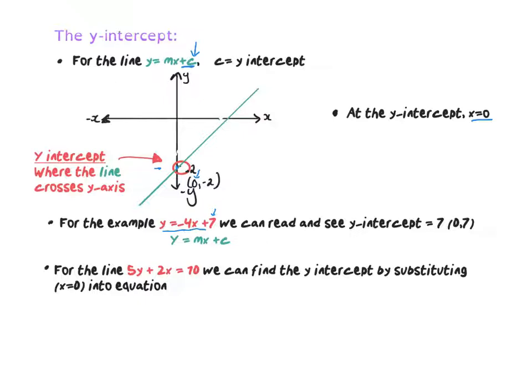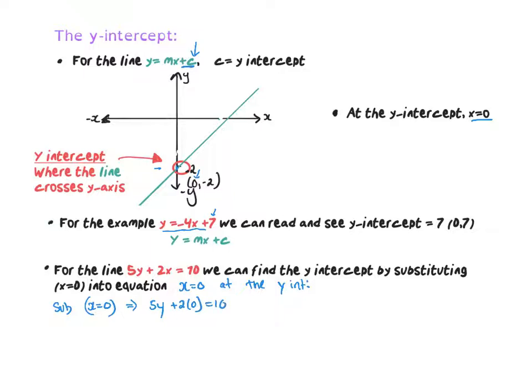For this line, 5y plus 2x equals 10, we can find the y-intercept by substituting x equals 0. Because we know that x equals 0 at the y-intercept, you can find the y-intercept by subbing x equals 0 into the equation. So what I mean is, every time I see x, I'll put a 0.